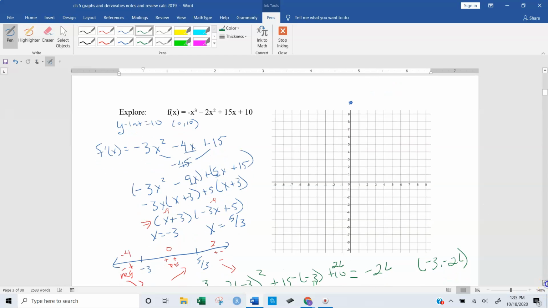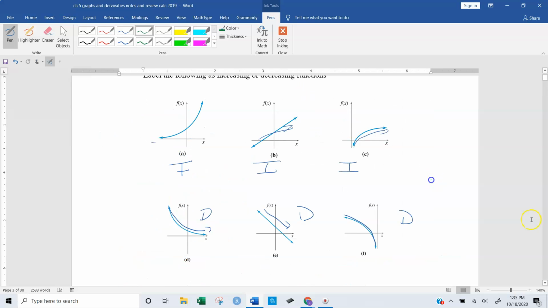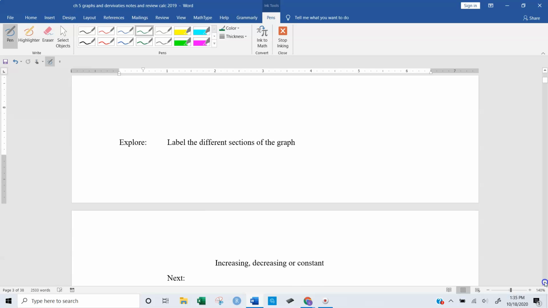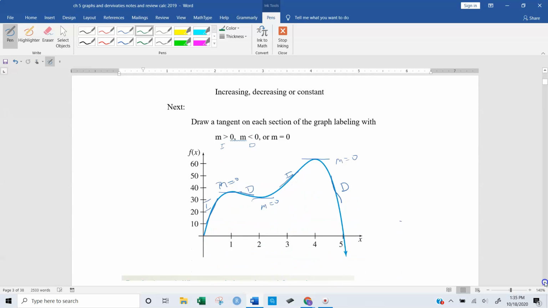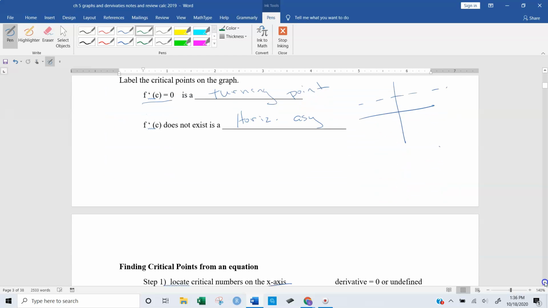We know we are decreasing. I don't know why these are not staying. Wow, okay, I don't know why this is not working. That's okay. Sorry, guys.